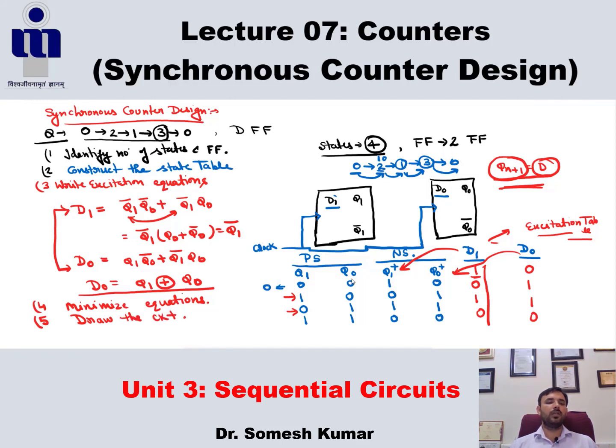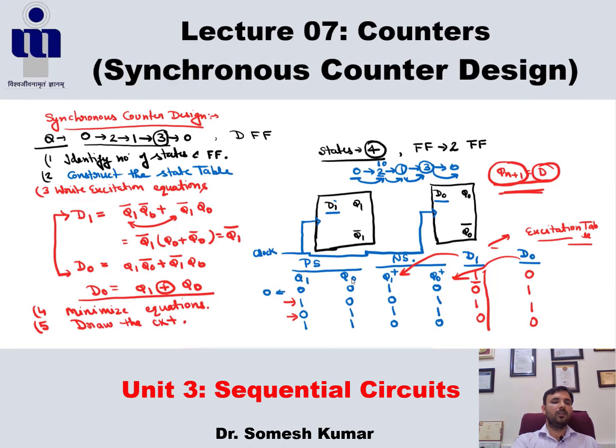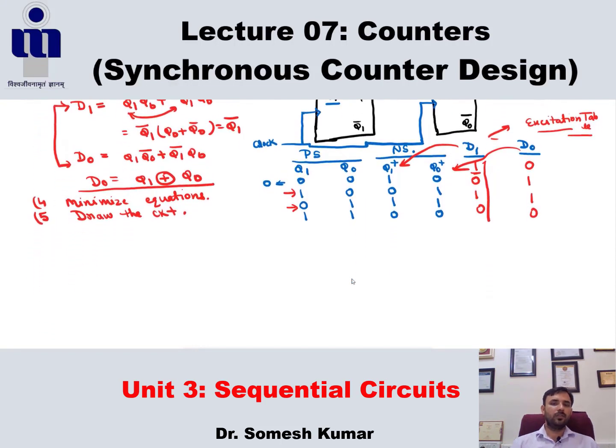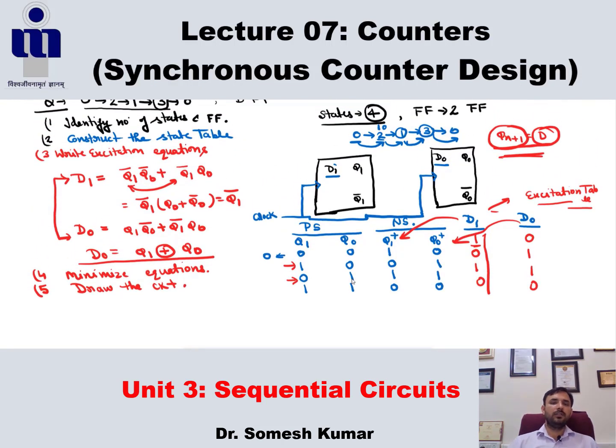Fine. So how to draw the circuit? Here you know the value of D1, you know the value of D0. So now this is our D1 and this is our D0. So how to draw these values here? Fine. So you know D1 is Q1 bar. So I connect this Q1 bar directly to this D1.